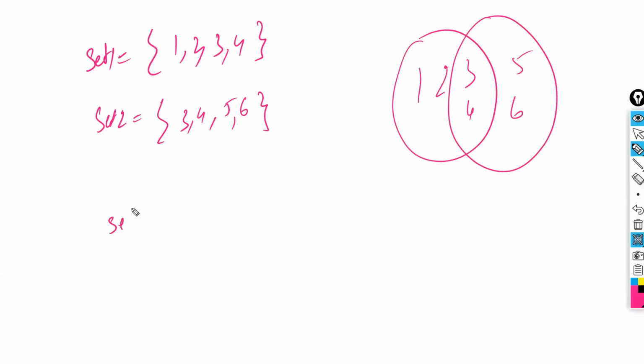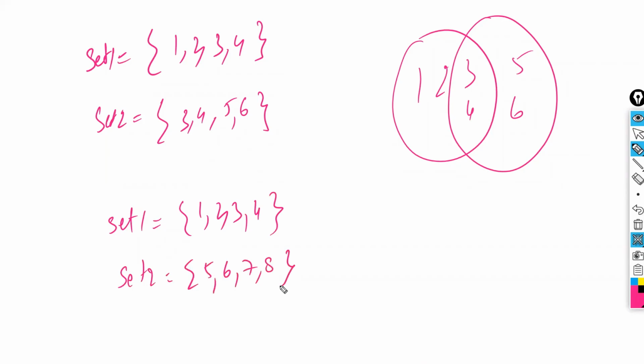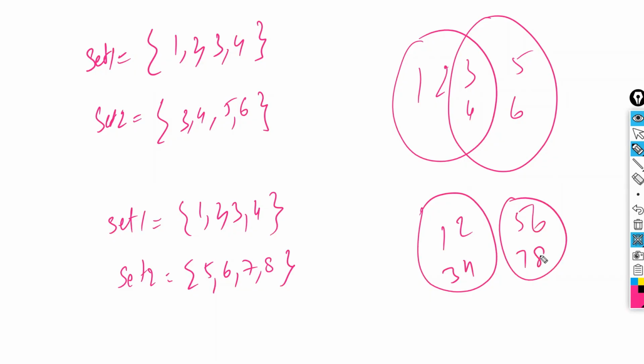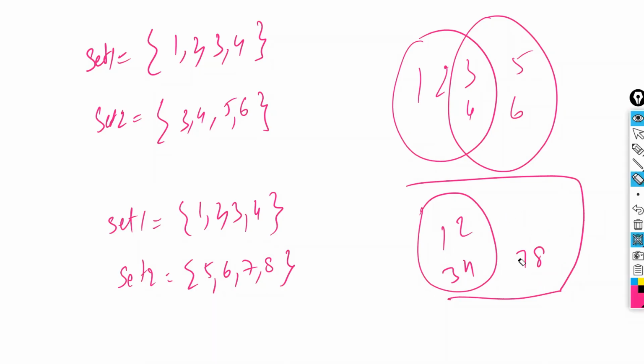Now, the same example I'm writing like this. Set 1 is equal to 1, 2, 3, 4. Set 2 is equal to 5, 6, 7, 8. Assume this is the example. Now, can you draw the Venn diagram? 1, 2, 3, 4 and 5, 6, 7, 8. Both are mutually exclusive. They're not having any connection between them. If you keep the circles side by side like this, then it is called concat.